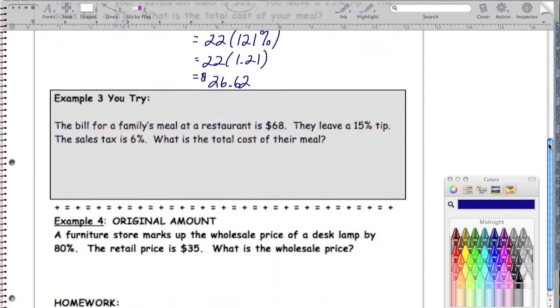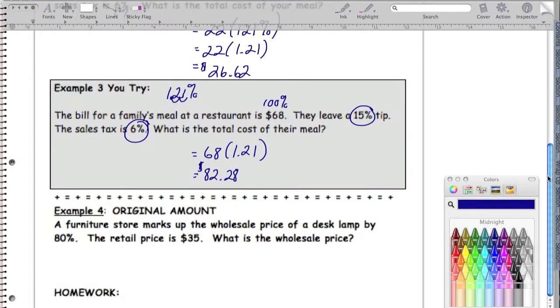We try the next one like that. A bill for a family's meal at a restaurant is $68. They leave a 15% tip. The sales tax is 6%. What's the total cost of the meal? So this was 100% plus 15% plus 6%. That means it's actually 121% of the original amount. The original meal was $68. 121% is really 1.21 because that moves 2 decimal places over. 68 times 1.21 gives me $82.28 as the final bill amount.